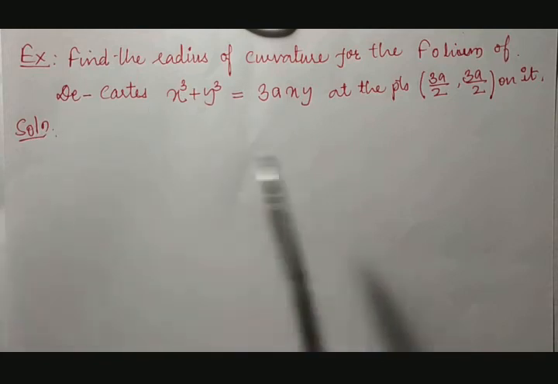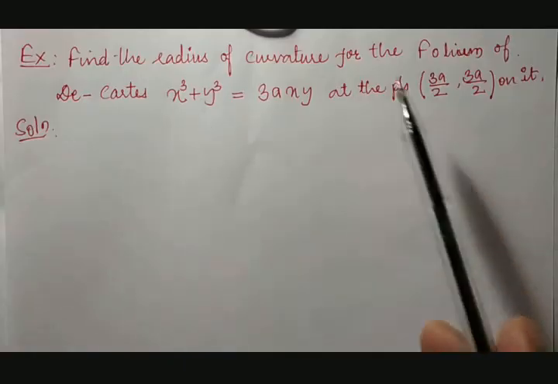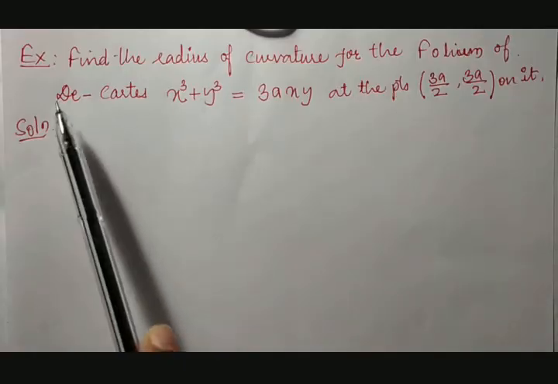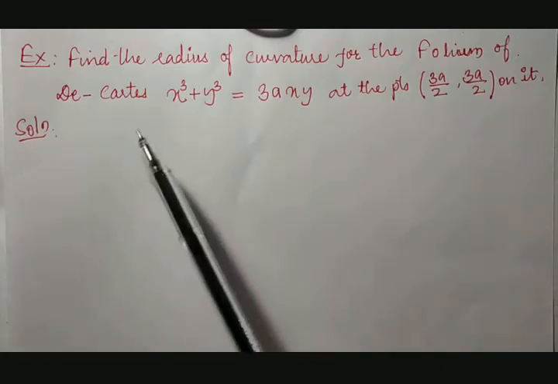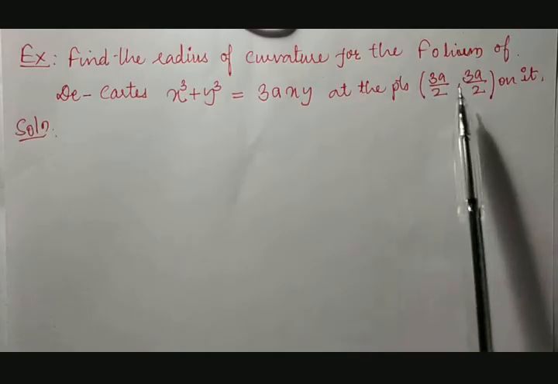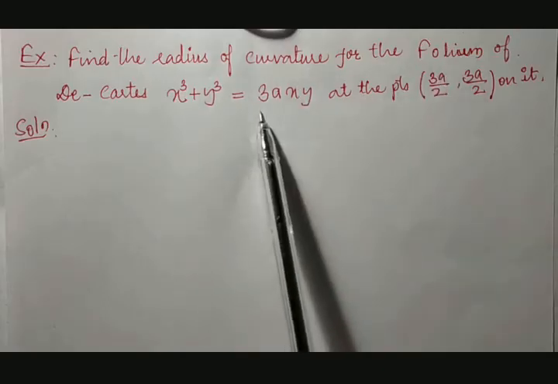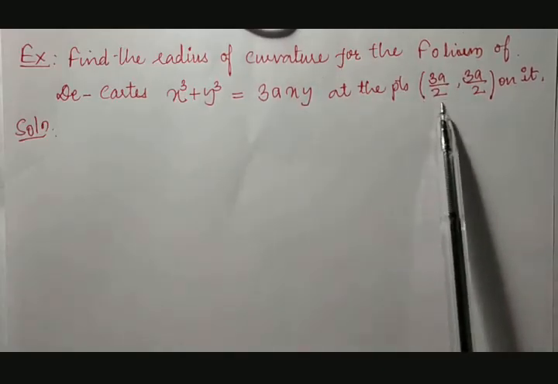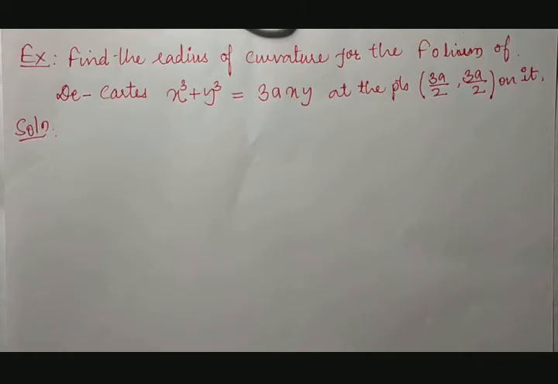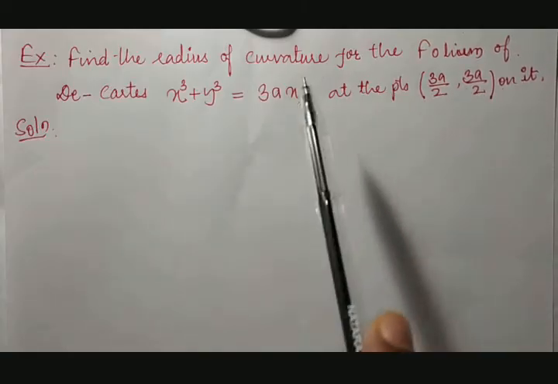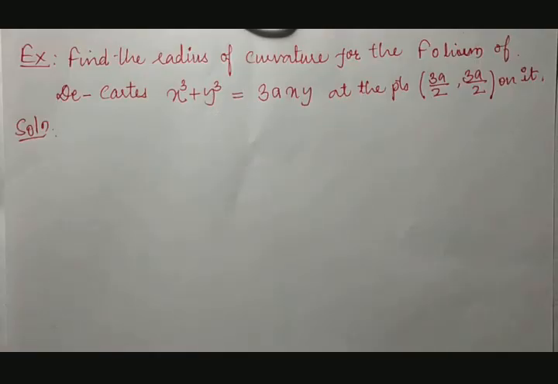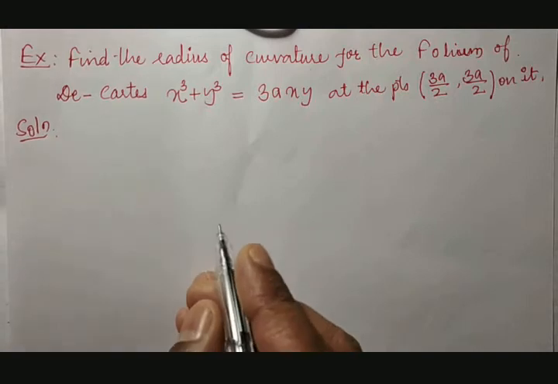So in present days the t becomes silent, and we call it only Cartesian coordinates. This is called a Descartesian curve, and the point given is 3a by 2, 3a by 2, meaning the values of x and y on this curve. So we need to calculate its radius of curvature. Okay, so let us see what to do now.